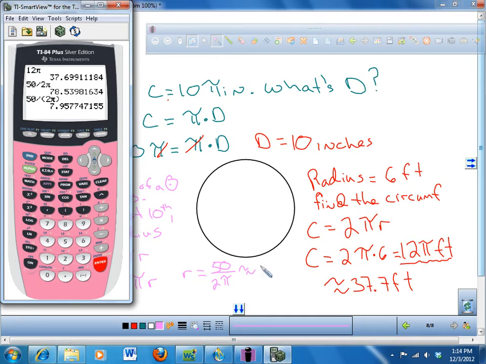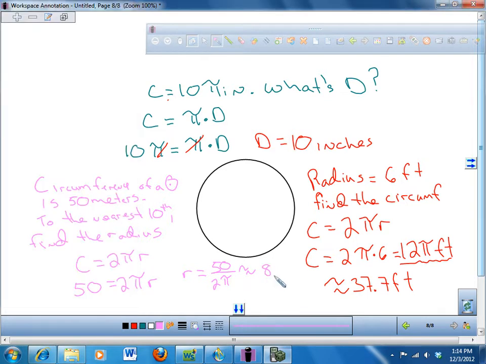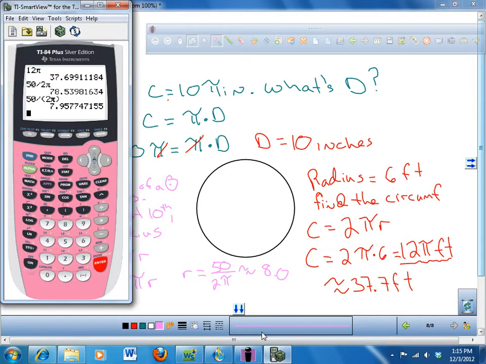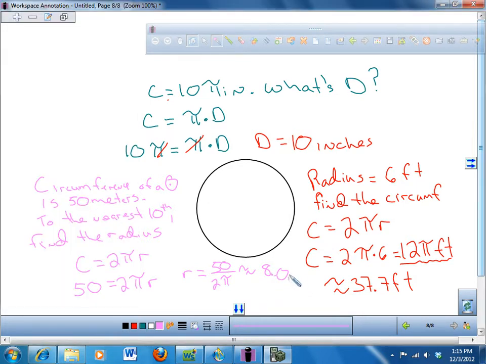And so that comes out to be 7.96. Actually, to the nearest tenth, it would be 8.0, right? Because you round this up to 10. So this would be 8, and that would be in meters. Yes, sir, if you divide it by 2, then divide it by pi first, that would work too. Yeah, you could go divide by 2, divided by pi.